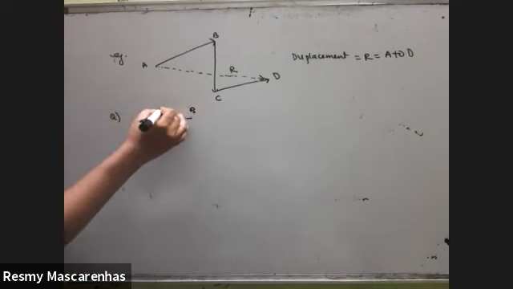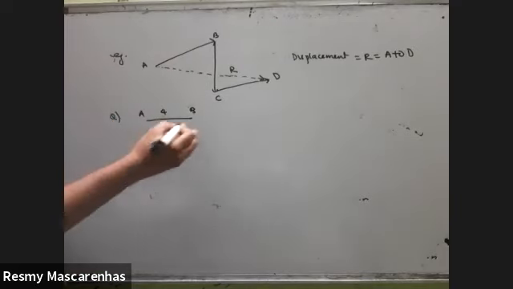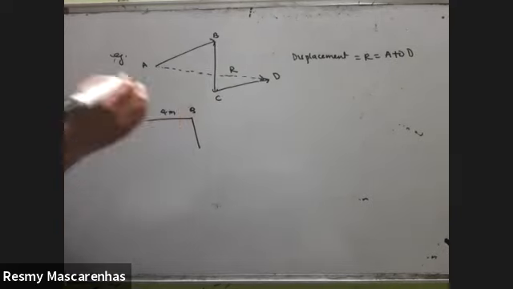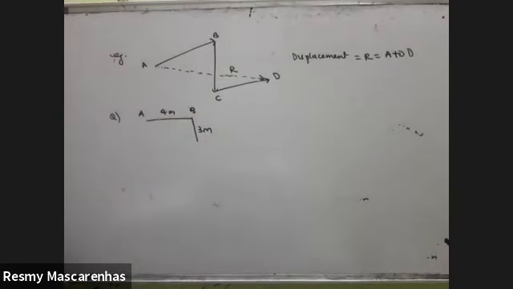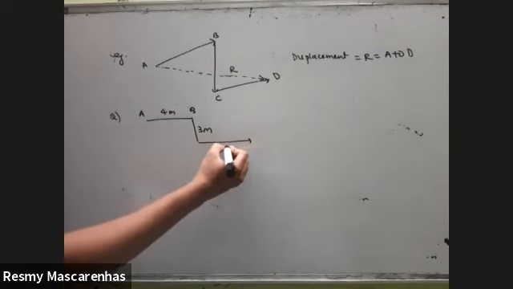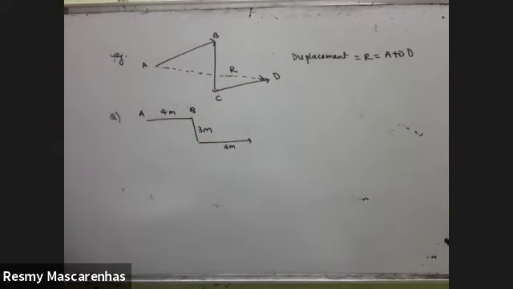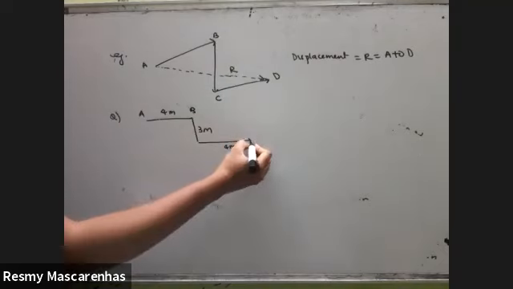A to B is 4, B to C is 3 meters. Again is going this side for 4 meters. This is again 3 meters.